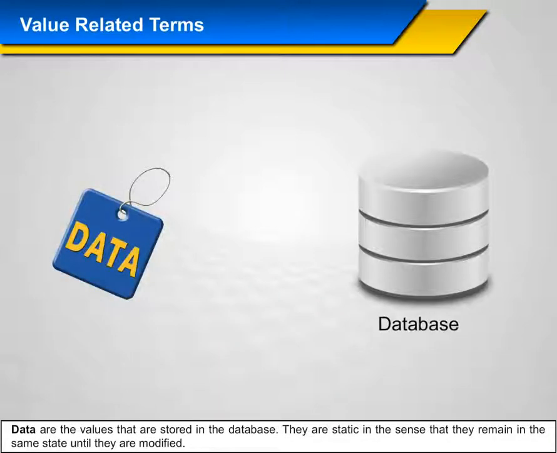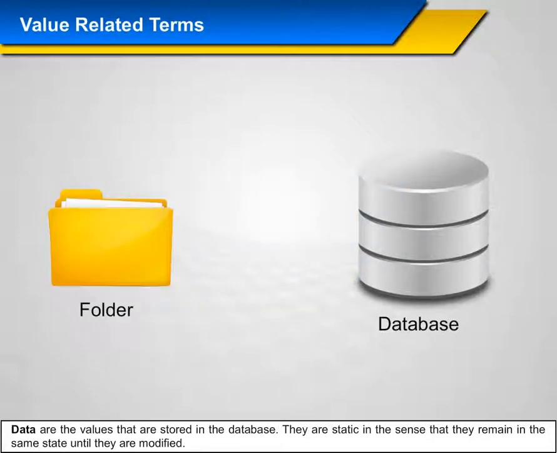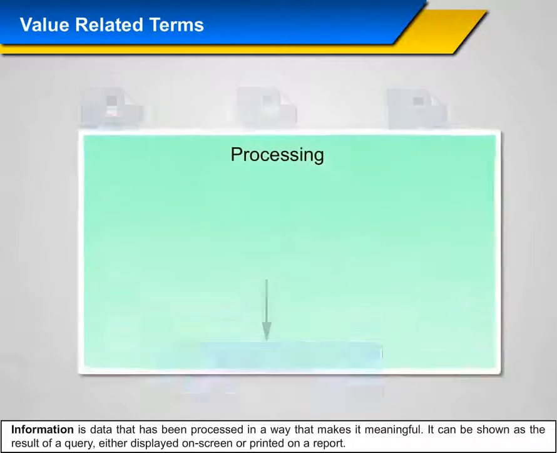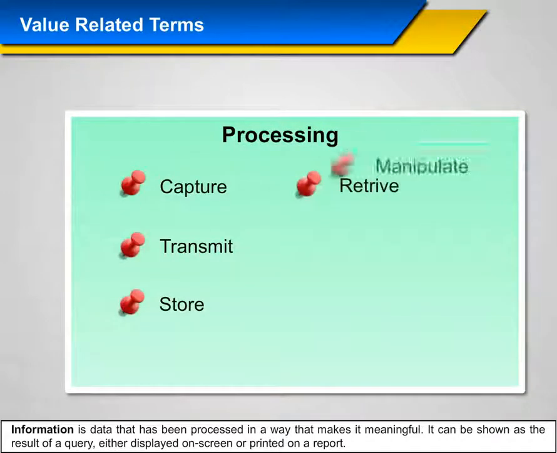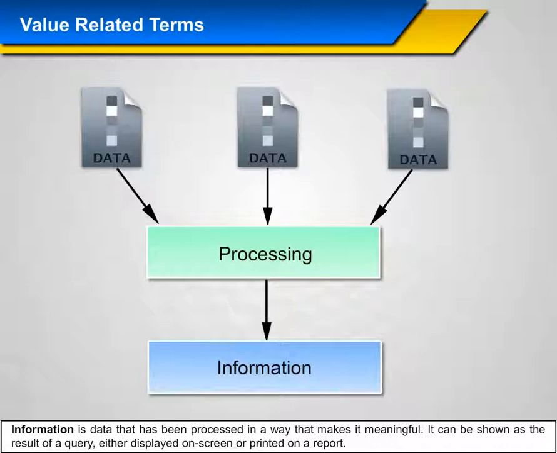Value related terms. Data are the values that are stored in the database. They are static in the sense that they remain in the same state until they are modified. Information is the data that has been processed in a way that makes it meaningful. It can be shown as a result of a query, either displayed on screen or printed on a report.